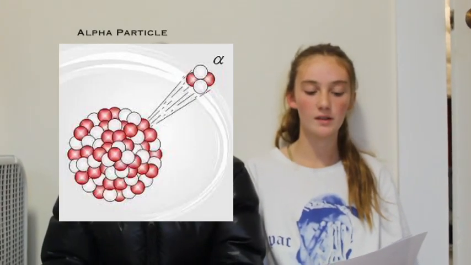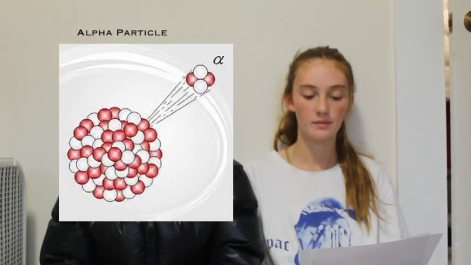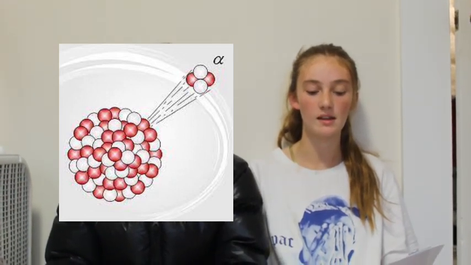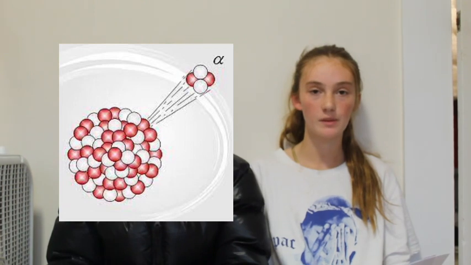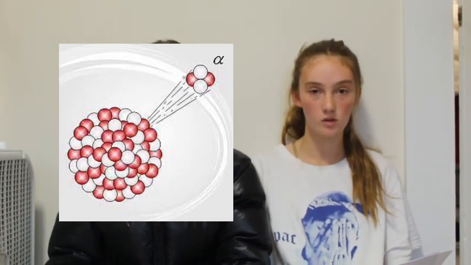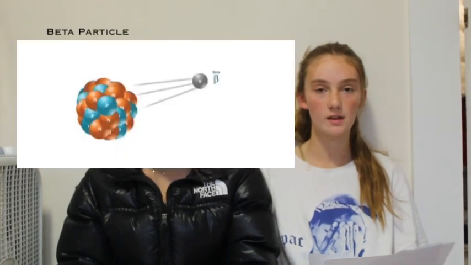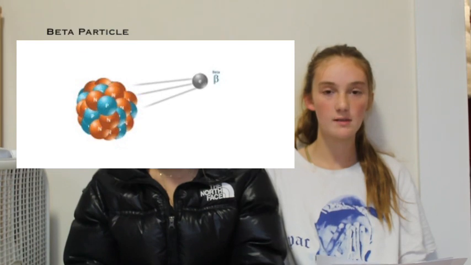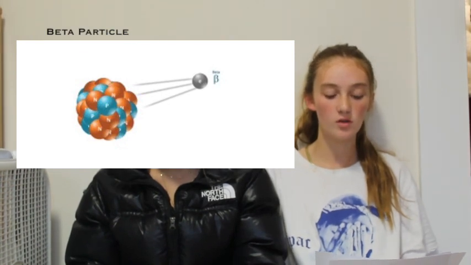Alpha particles are released when a nucleus is too heavy. This means that there are so many protons and neutrons in the nucleus that the nucleus becomes unstable. The alpha particles consist of 2 protons and 2 neutrons. Beta particles are fast-moving electrons produced when an atom has too many neutrons. In order to keep the atom stable, one of the neutrons converts into a proton.